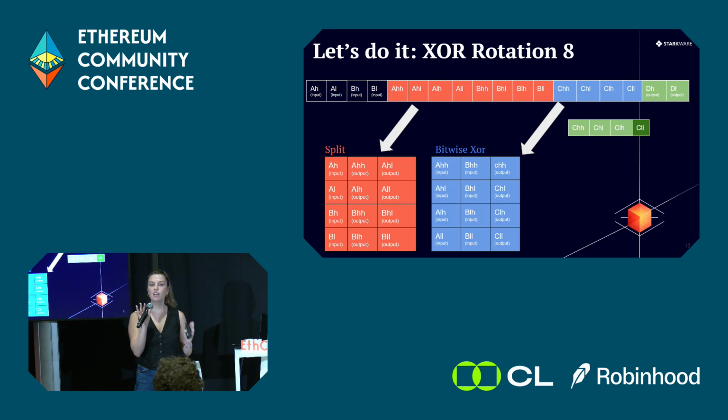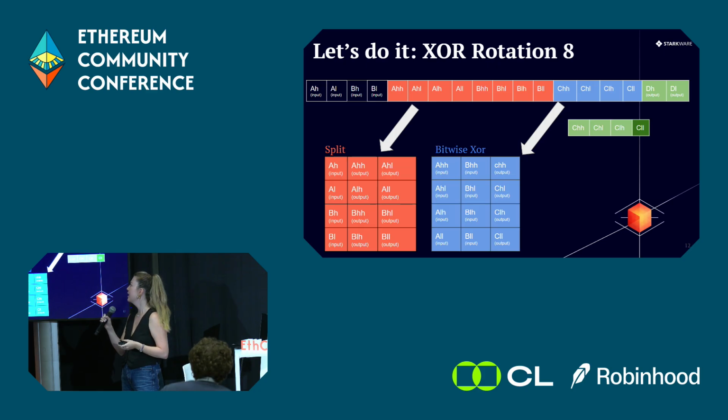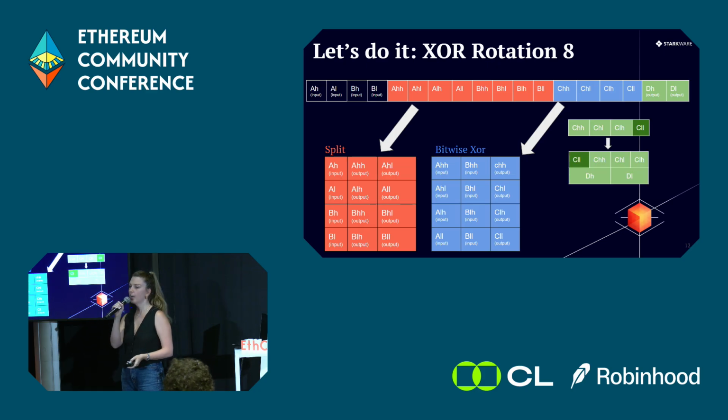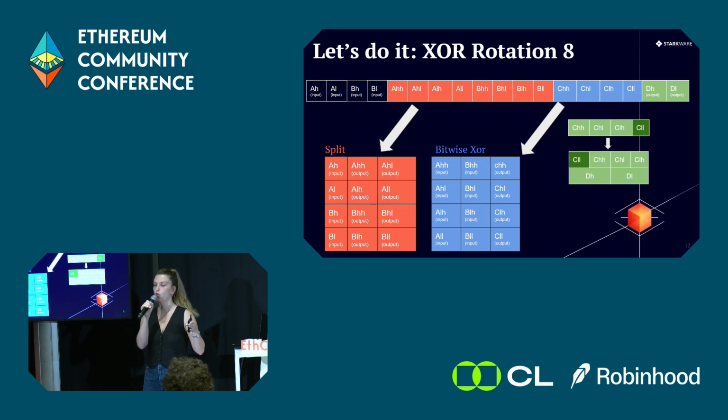If we take a look at the bitwise XOR output, we have C high high, C high low, C low high, C low low, and we want to take C low low, which is the lower 8 bits, and place it into the higher 8 bits position and shift all the others by 8 to the right. Now you can see that D high contains in its higher 8 bits C low low, and in its lower 8-bit position, C high high. We know a constraint for that.